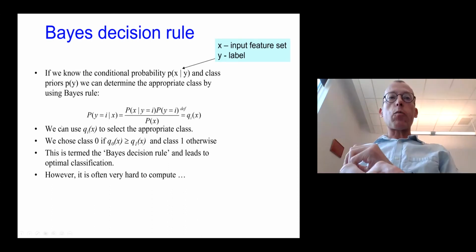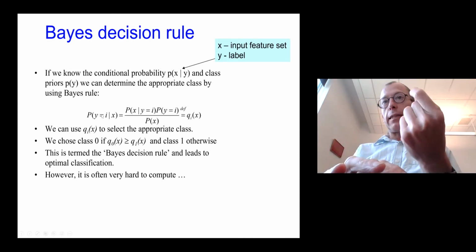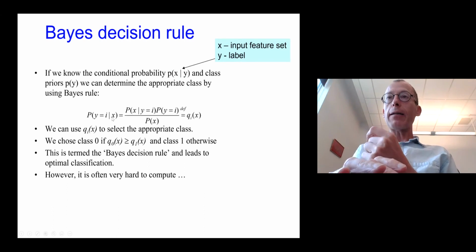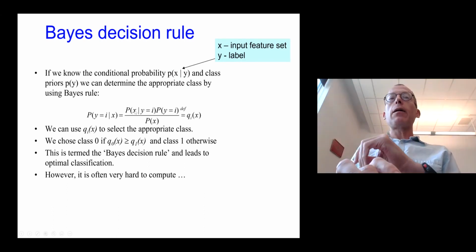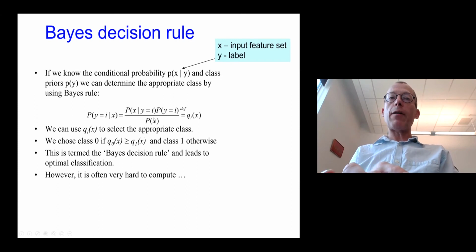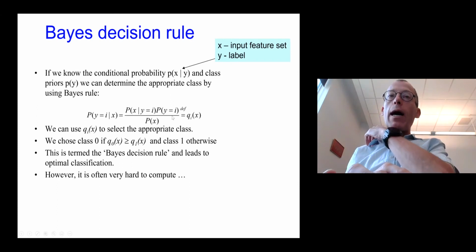So our goal is to predict Y, right? Predict the label given X. If we use Bayes rule, then the probability of Y given X is P of X given Y times P of Y, divided by P of X, which we will call Qi of X. Qi because this is for class i, okay?